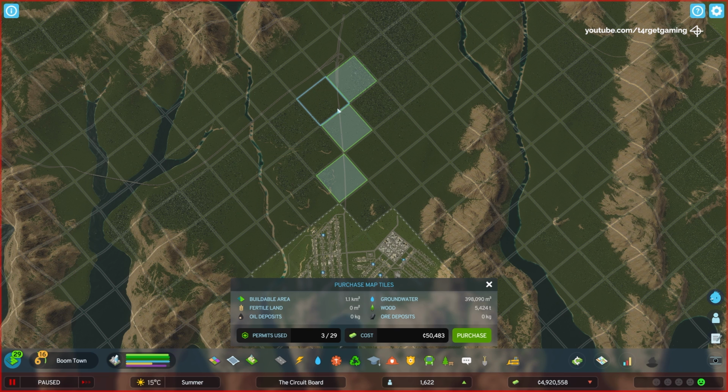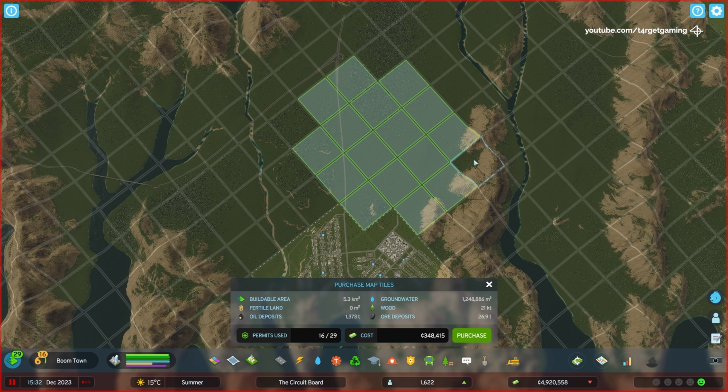So I'm gonna select the tiles that I'm gonna need. I think I'm gonna need this one as well, and all of these tiles should be selected, and perhaps this one as well, and also maybe these two.